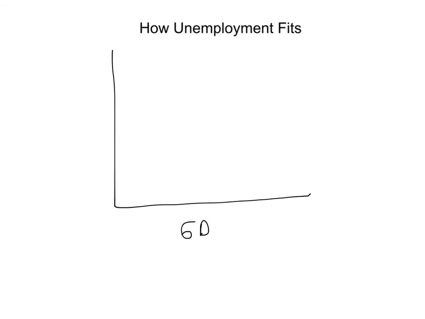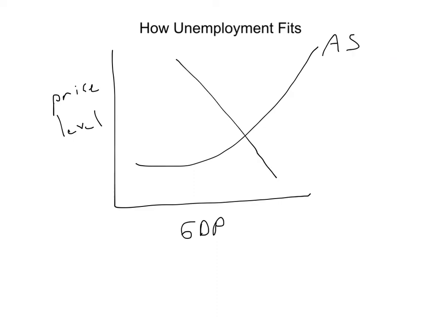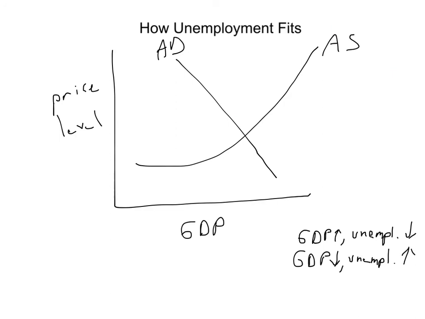Well, GDP, price level, aggregate supply, aggregate demand. Okay, basically our rule here is that if GDP goes up, unemployment goes down. And if GDP goes down, unemployment will go up, at least cyclical unemployment. Okay, again, when there's a downturn in GDP, we expect some cyclical unemployment. Okay, when there's an upturn in GDP, we expect cyclical unemployment to go away.